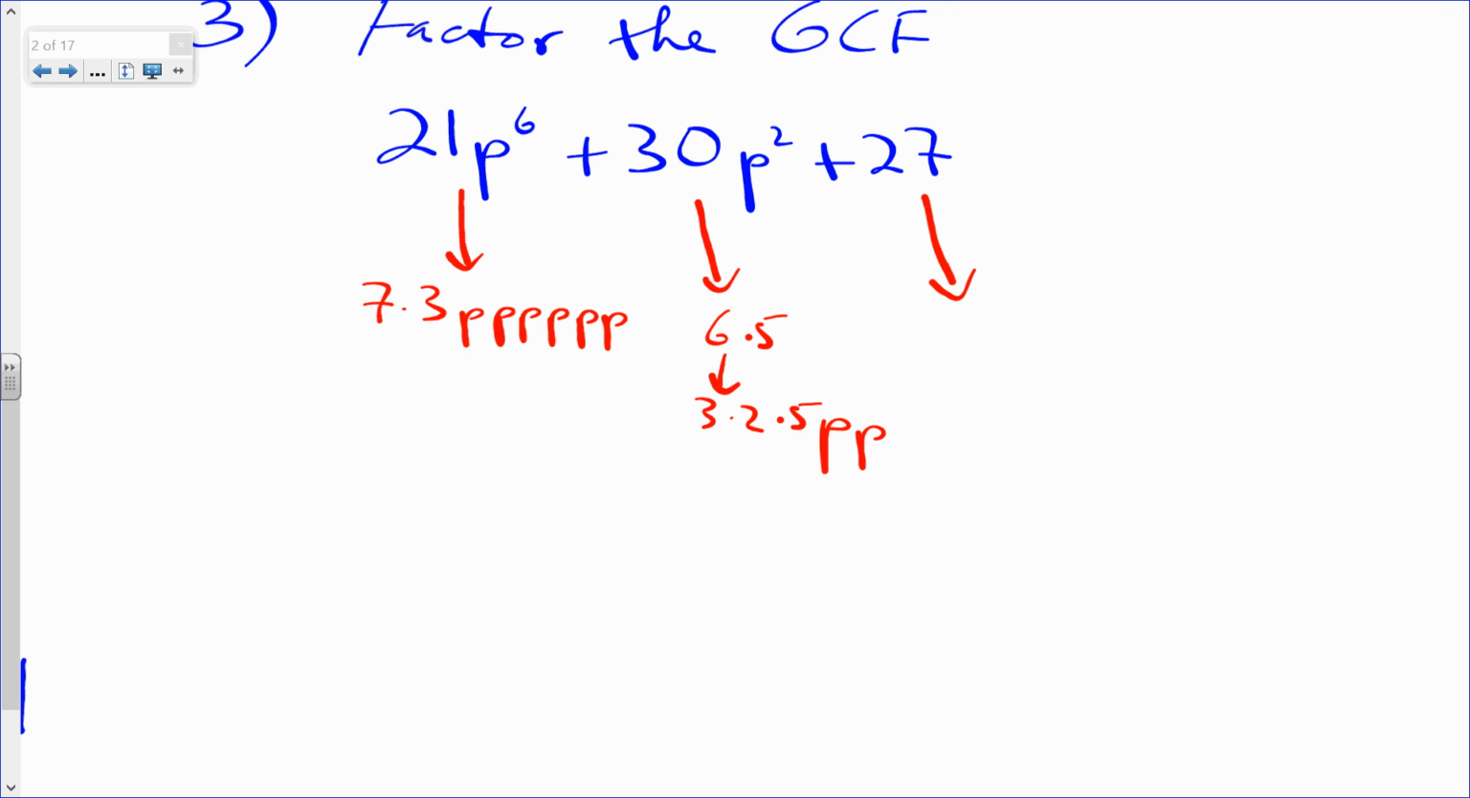The last one would be, but 9 can be factored more. 3 times 3 times 3. Right? 27 is 3 times 3 times 3.